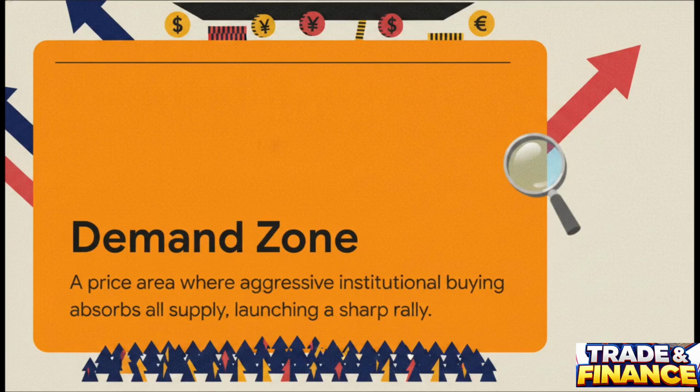On the flip side, we have demand zones. This is a price area where aggressive institutional buying absorbs all available supply. Once that last seller is gone, and you still have thousands of buyers left at that price level, the price must rise. This creates a launch pad, leaving unfilled buy orders resting right at its origin.